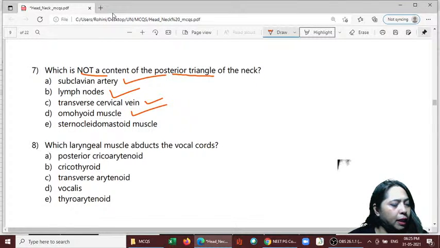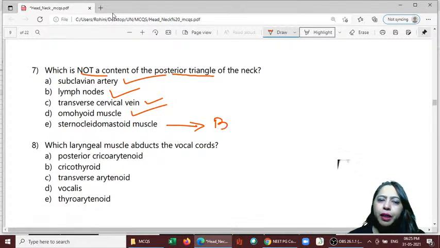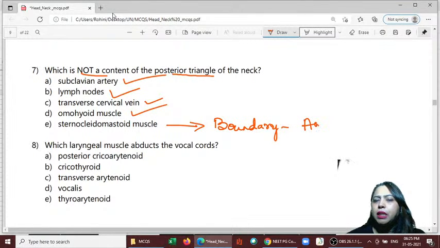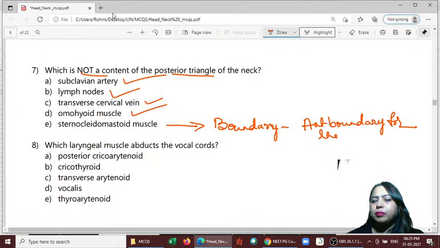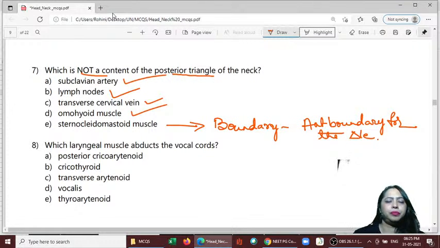So what is not a content? The sternocleidomastoid is not a content, but it is a boundary. That is on the posterior triangle, so it is the anterior boundary for the triangle. So the answer is 7E. Next one, we'll go to the next one.